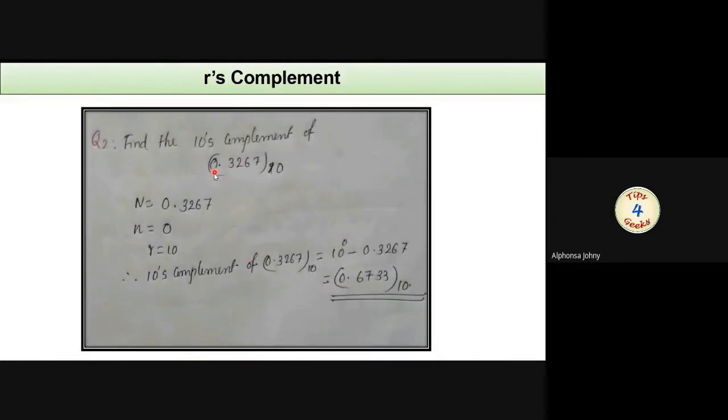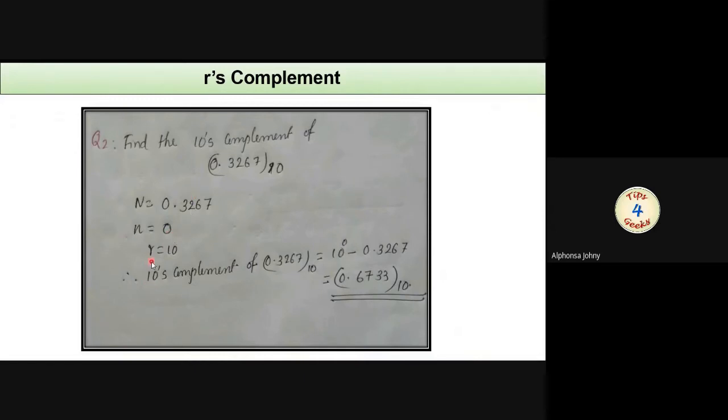Find the 10's complement of 0.3267 to the base 10. So what is the value of N? The original number, that is 0.3267. Then what is the value of small letter n, the number of digits in the integer part? 0, right? All the digits are appearing in the fractional part. So the value of n is equal to 0. You have to understand it carefully. Small letter n denotes the number of digits in the integer part.